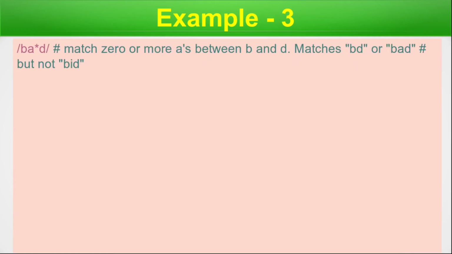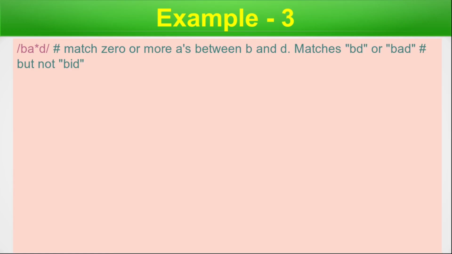Here there will be multiple examples. So first, within the double slash we have BA then *D. In Perl the hash means the hash character here, as a comment, so the rest of the line is a comment. Match 0 or more A's between B and D. Matches BD or BAD but not BID.